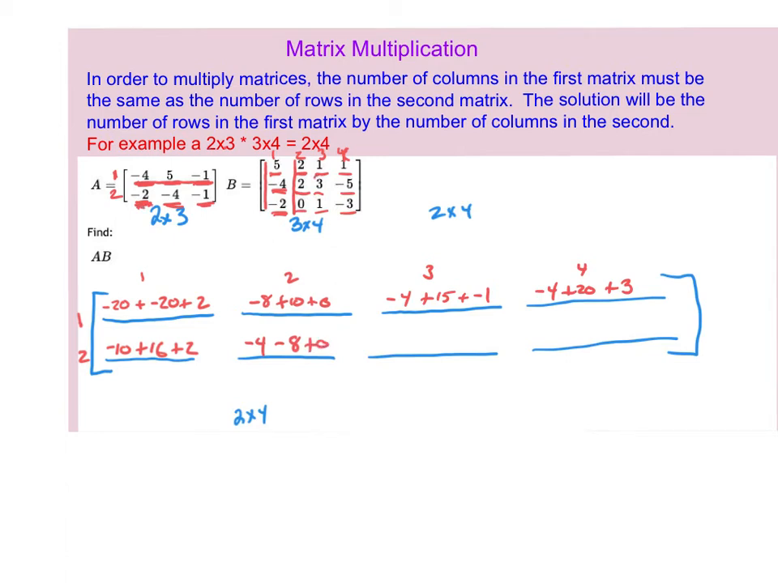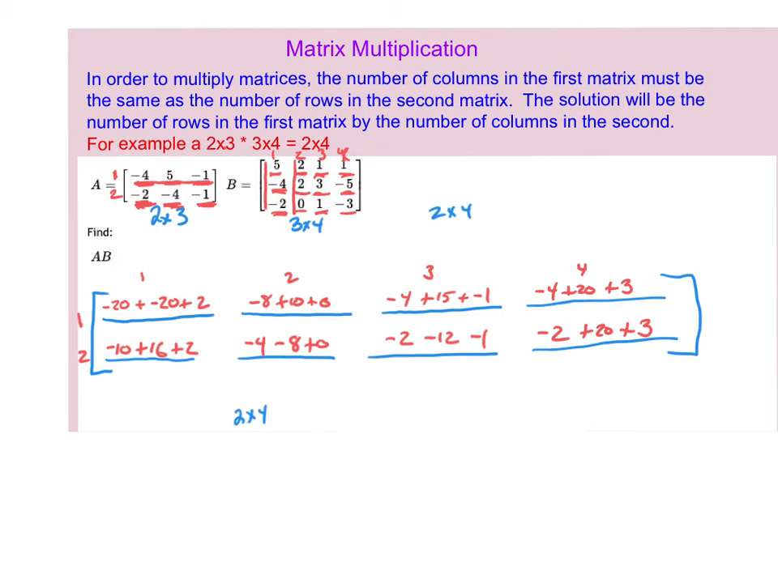Next one, negative 2 times negative 1 is negative 2. Negative 4 times 3 is negative 12. Negative 1 times 1 is negative 1. And then we have negative 2 times 1 is negative 2. Negative 4 times negative 5 is plus 20. And we have negative 1 times negative 3 is a positive 3.